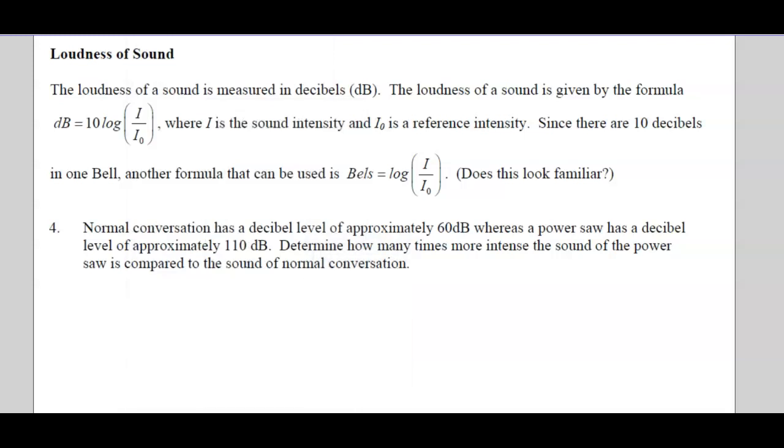Okay, if you talked about it in science, I'm sure you have decibels, loudness of sound. Physics? Yep, absolutely.